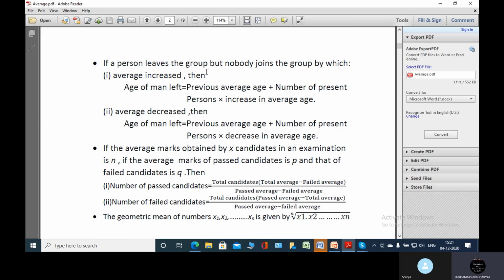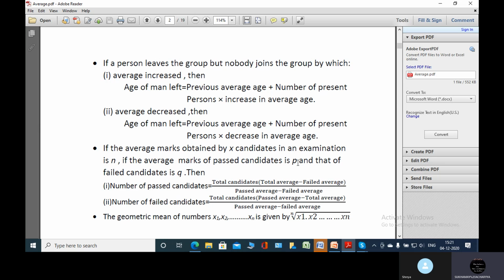If a person leaves the group but nobody joins the group by which the average increased, then the age of the man left is equal to the previous average age plus the number of present persons into the increase in average age. If the average decreased, then the age of the man left is equal to the previous average age minus the number of present persons into the decrease in average age.